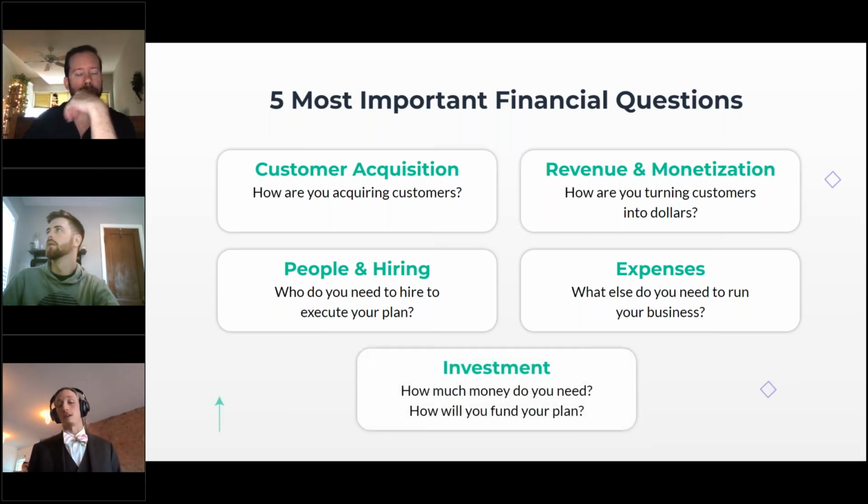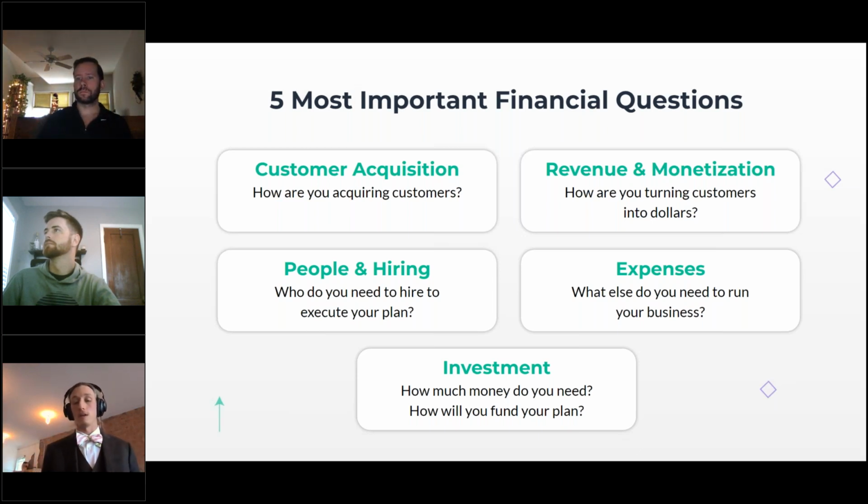And then ultimately, investment is that fifth category for us. If you have a good handle on the customers, the revenue, the people, the expenses, all that kind of stuff, then you're trying to answer the question: do I need to raise money? If so, how much do I need to raise? How am I going to fund my company's growth?